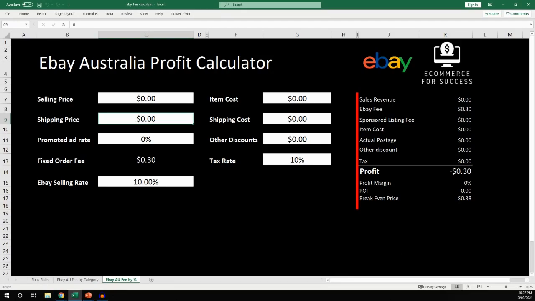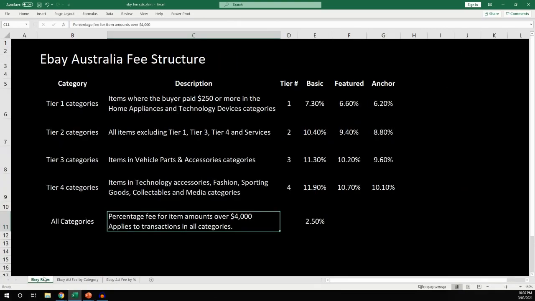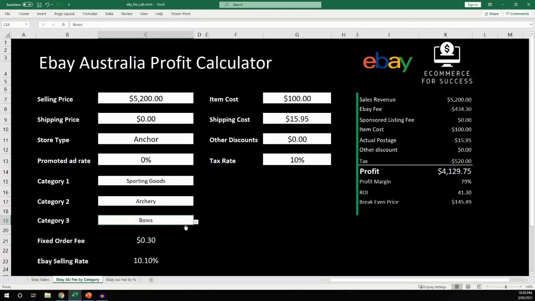Now you can see here, we can put in the price again, $300, free shipping. We're not paying any promoted ad rates. We've got a fixed order fee of 30 cents. We'll take 10%, and we're going to say it's $100 again and $15.95 for shipping. You can see immediately we're in the green again. It's telling us you're making a profit, and it's saying 41% profit margin, 1.24 ROI. So again, the beauty of it is you don't need to worry about selecting categories, but you essentially put in the rate that you think you'd work with and then work from there. You can always use the eBay rates table to help guide what the proper rate you should use to work that out. So that's about it for today.